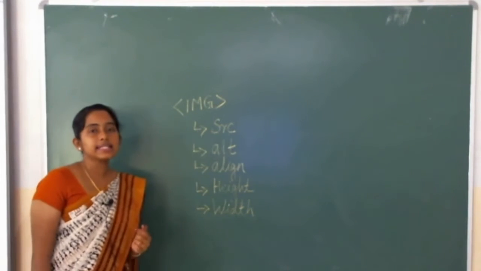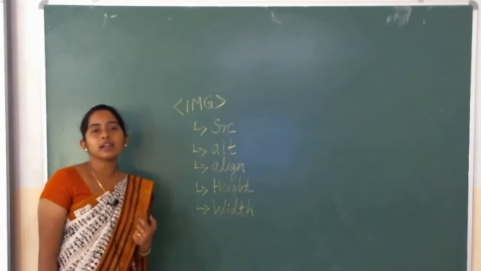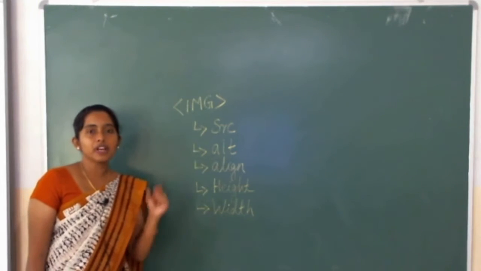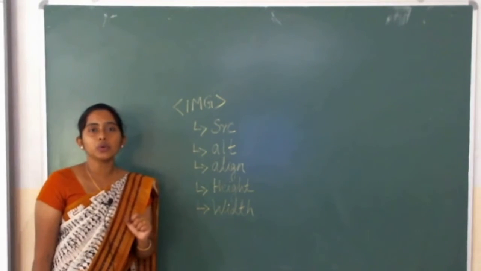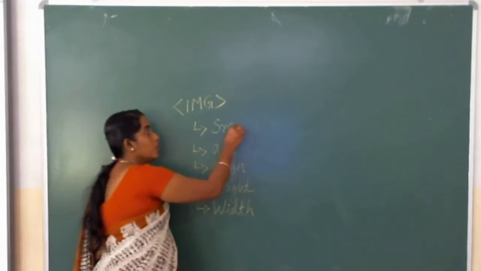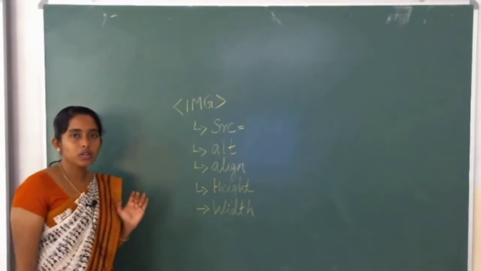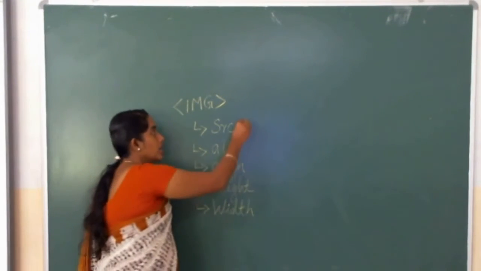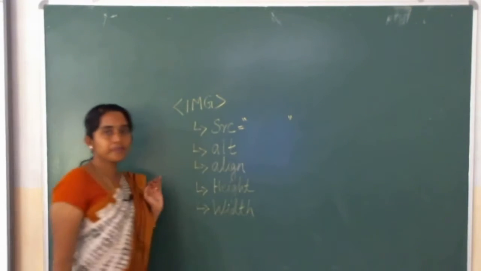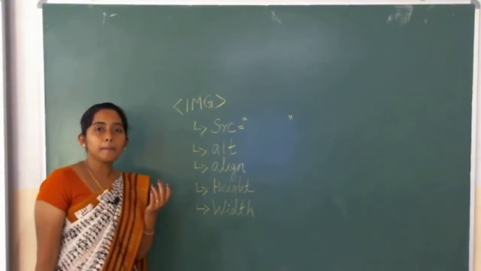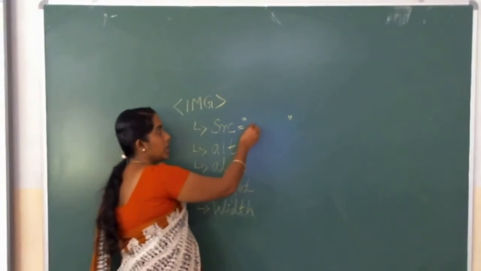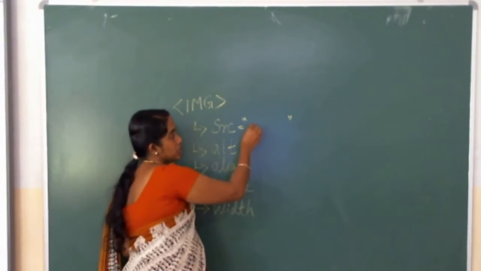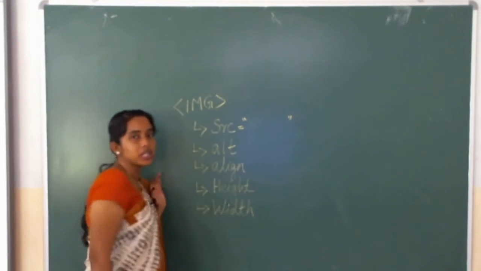The first one is the src attribute. src means source attribute. In this attribute, you have to specify which picture you want to insert into your web page. src equal to the URL of the image, which you have to mention in double quotes. If I want to insert a sunset picture, you can give here which drive, which folder, the file name, everything. The full URL you have to mention here.